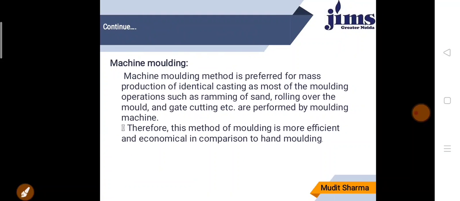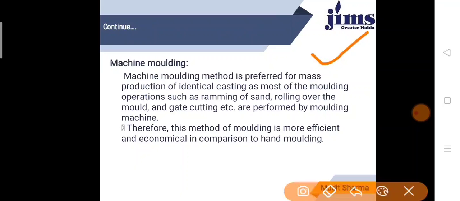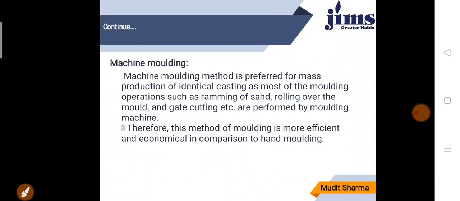Next is machine molding. The name already indicates what kind of molding this is. The machine molding method is preferred for mass production. What is mass production? When a large quantity is required, then we do mass production. The molding operations such as ramming of sand, rolling over the mold, and gate cutting are done by machine. This method of molding is more efficient and economical in comparison to hand molding.